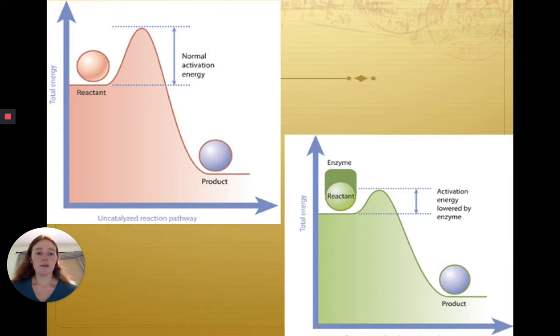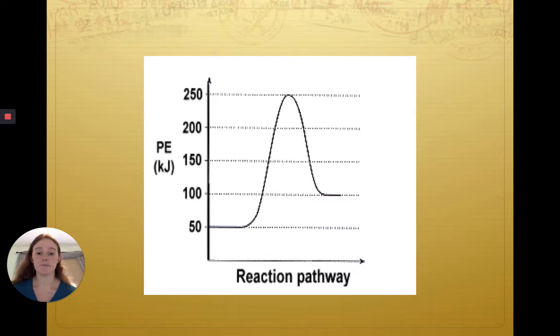Again, just another picture of a catalyst versus non-catalyst. So if you're looking over here at this one, normal activation energy. This one down here, it's lowered by, I'm calling it an enzyme down here. We know that the enzyme is a catalyst. However, this reaction must be taking place within a living organism because we're saying it's an enzyme.